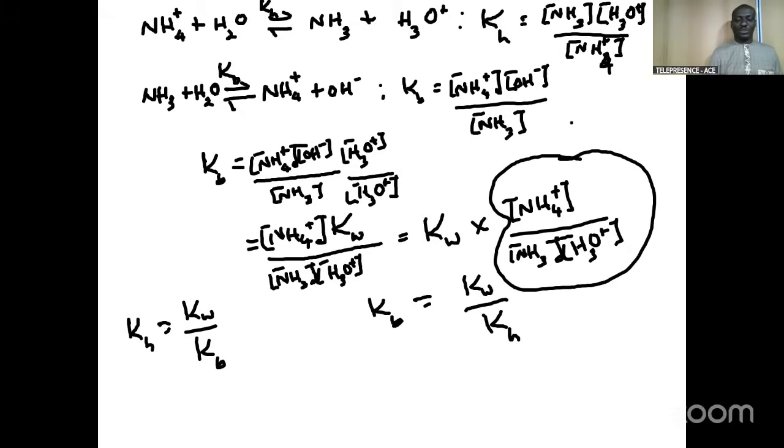So what we are saying is that the extent of hydrolysis of the conjugate acid is inversely proportional to the strength of the weak base. I hope that is clear now. Let me hear what your comment is, if you now understand what I've done. All right, I've just explained now, Taufiko.